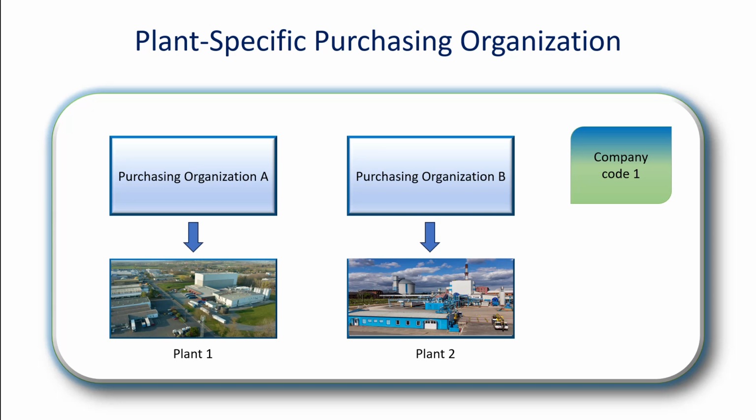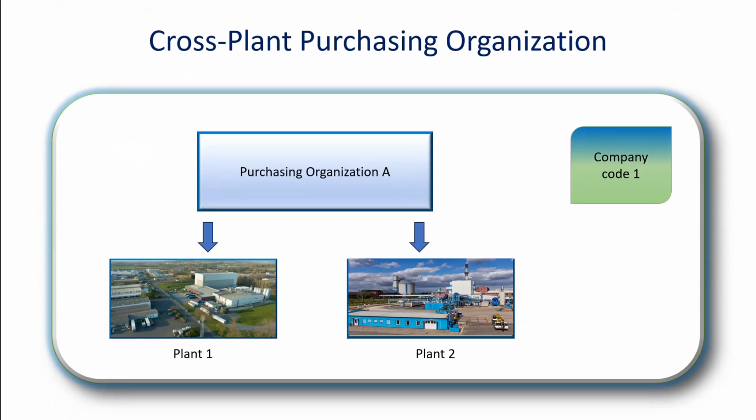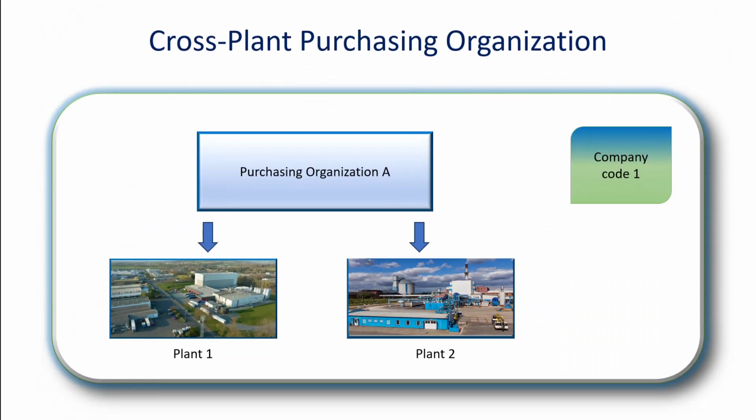What is plant specific purchasing organization? In plant specific purchasing organization, one purchasing organization can procure material for one plant. For example, here in this picture, purchasing organization A can procure material for plant 1 and purchasing organization B can procure material for plant 2. Both are coming under company code 1. So this is called plant specific. That is, a separate purchasing organization can procure material for one plant.